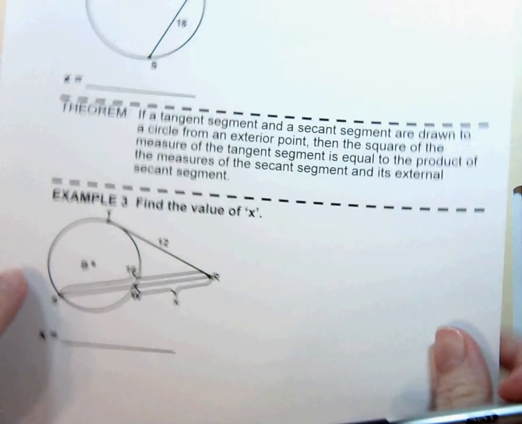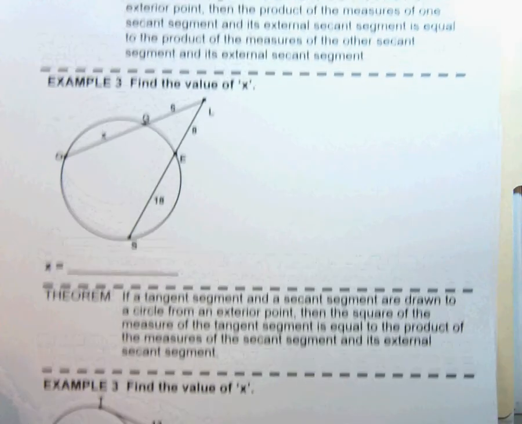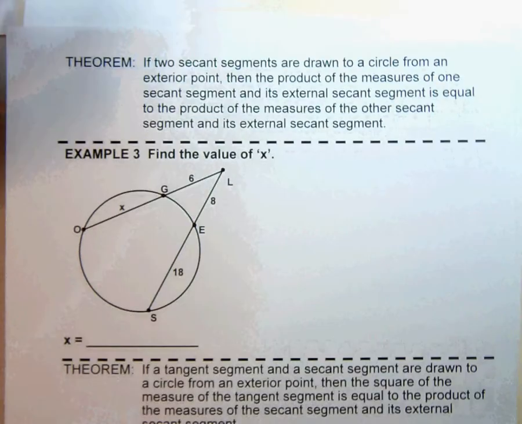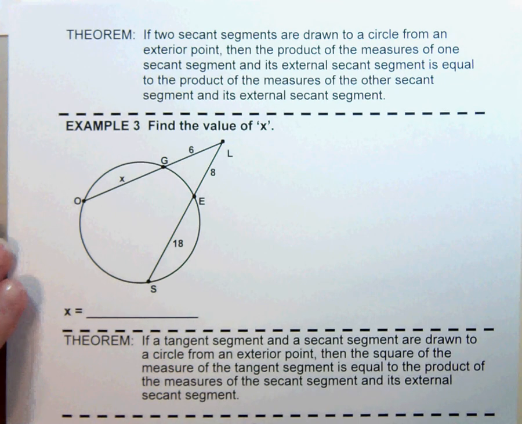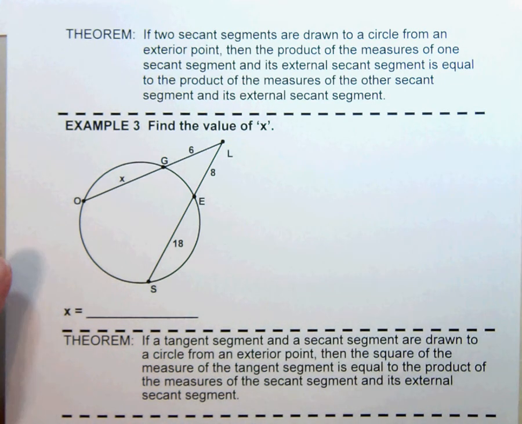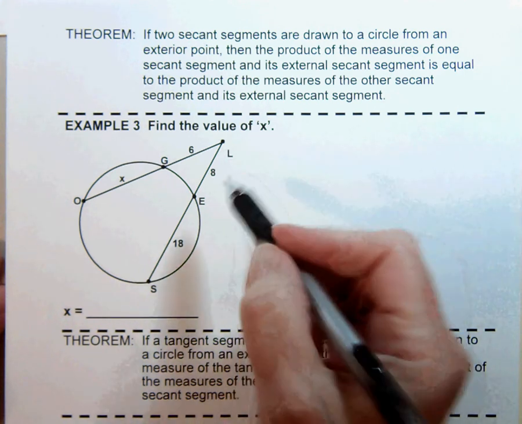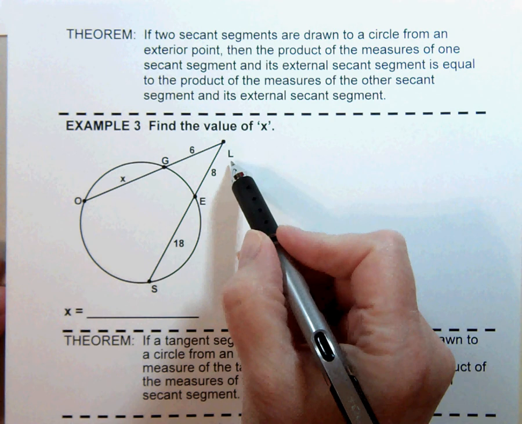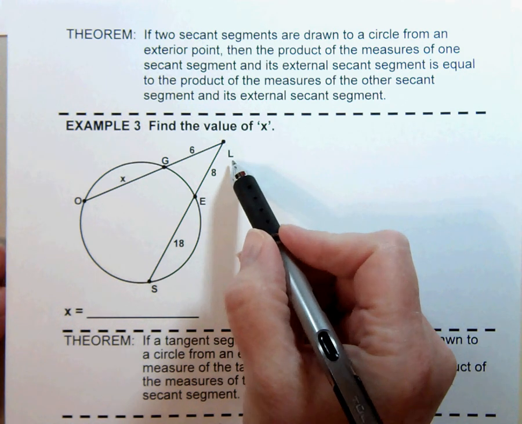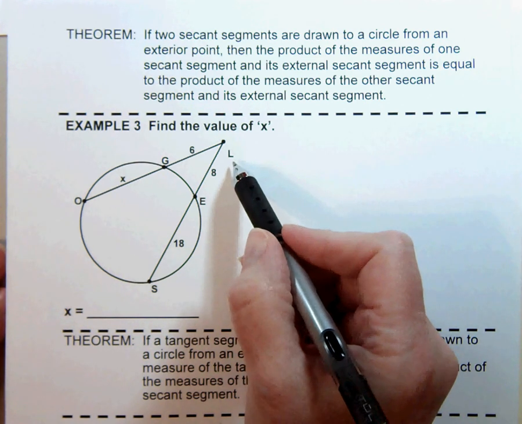Now this is a really long theorem, but what it's telling you is what to do to find missing parts when you have a secant segment. Let's read it. If two secant segments are drawn to a circle from an exterior point, and in this case it's L, then the product of the measures of one secant segment and its external secant segment is equal to the product of the measures of the other secant segment and its external secant segment.